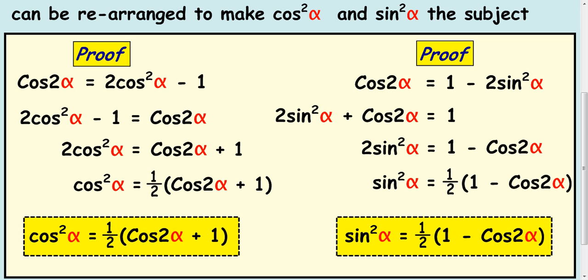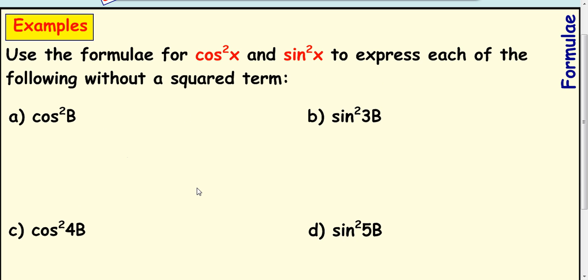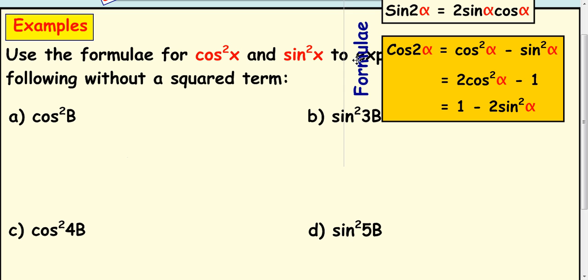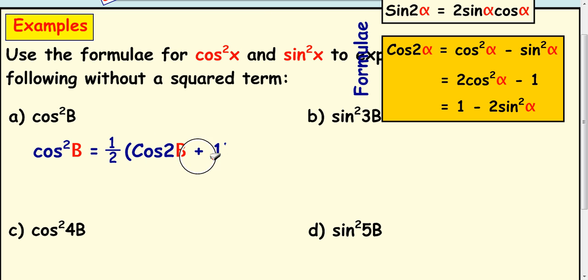Okay, let's look at how this can be used. Use the formulae for cos squared x and sin squared x to express each of the following without a squared term. If we were faced with this in a multiple choice question, then you would look at your formula sheet and you would look to see the formula. So it would be cos 2 alpha equals 2 cos squared alpha minus 1, because we've got cos squared b there. And I would rearrange this. So I would add 1 to this and then divide it by 2 or multiply by a half. I would use a b though instead of an alpha here. So that would be my answer there.